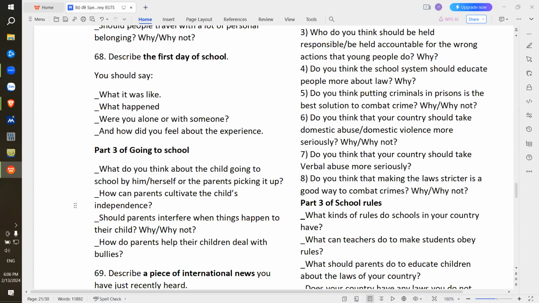Think about different ways people can do that. Like for example, letting children sleep alone early in their lifetime.